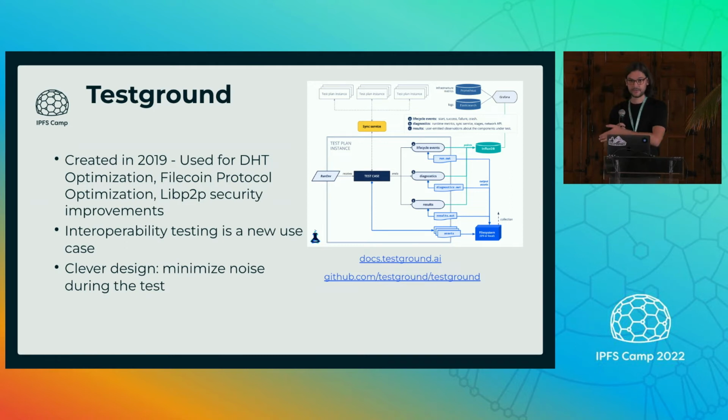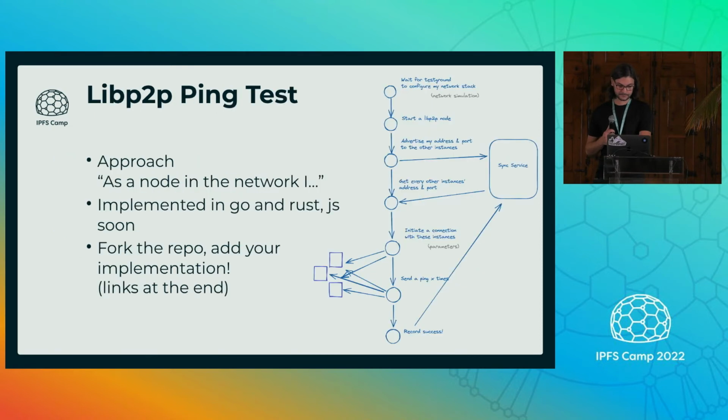And what we did here is we created a new use case for Testground with the interoperability work. Conceptually, it's easy to write a distributed test for Testground. You just write a scenario from the point of view of the node, and Testground takes care of building the code, setting up a fancy isolated network, and doing all the runtime stuff.